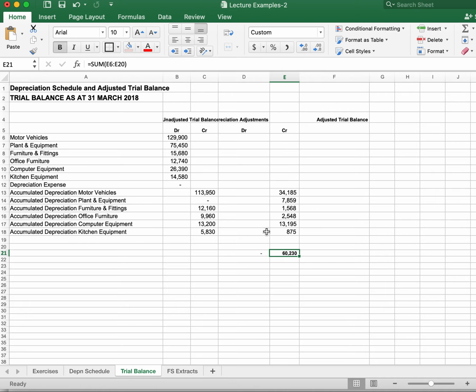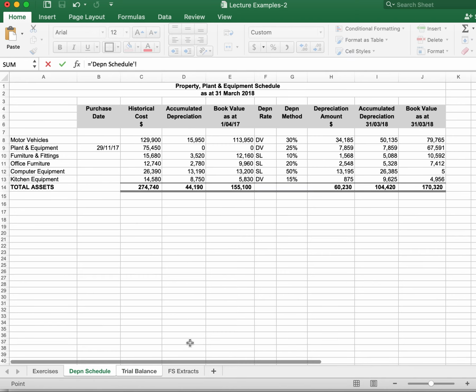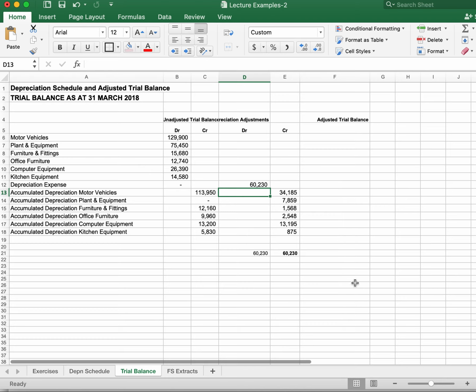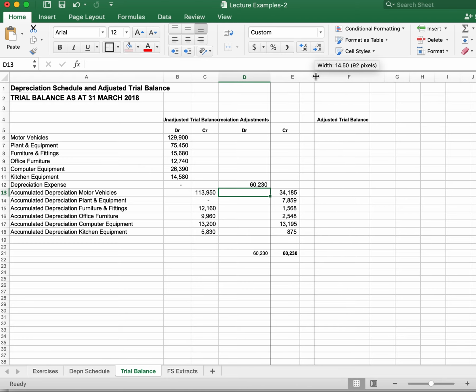Right. So the debit figure should be the depreciation, which is obviously the balancing figure, how much depreciation. Right. So now that I've done the adjustments, okay.